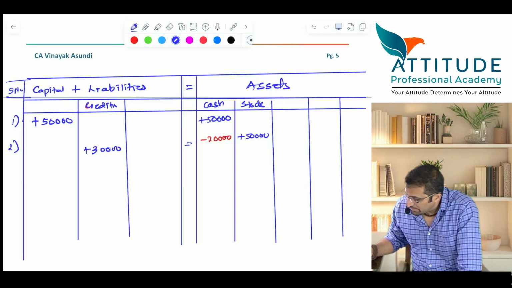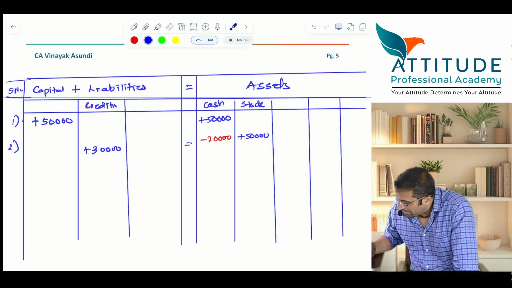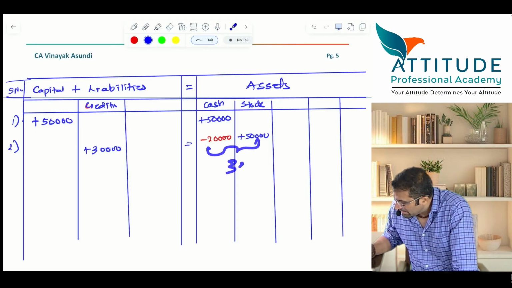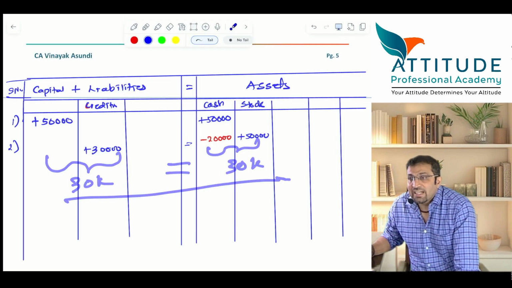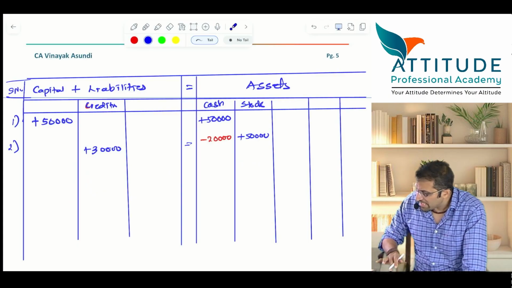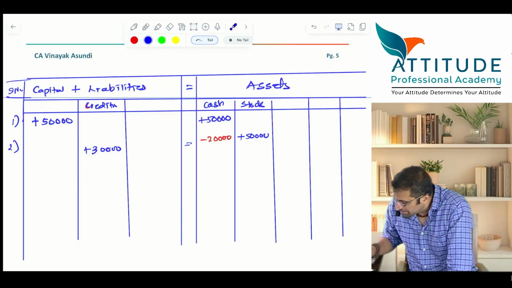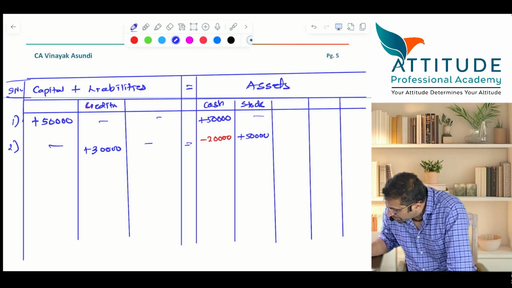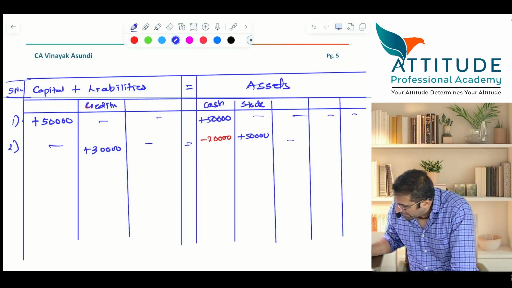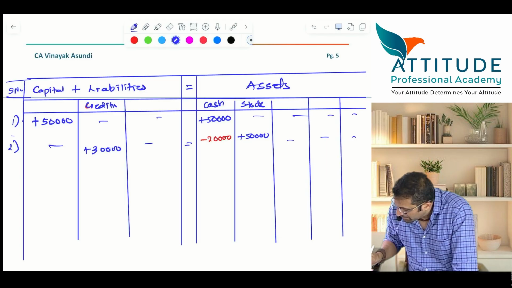Now here the equation will definitely hold good. Tell me, how does the equation hold good? This side is how much? 30k, and this side is also 30k. So 30k is equal to 30k. Yes or no? Clear? You don't have to put the balances. We'll just put the numbers like this. Is that clear? Next. Second one is done. Third.